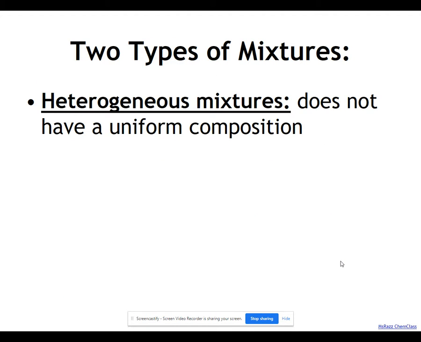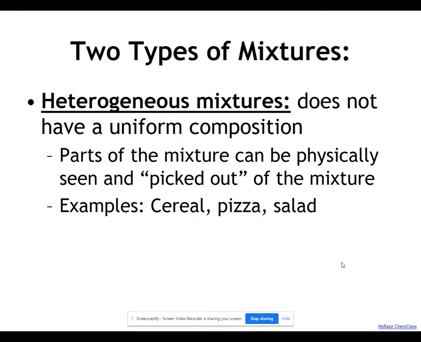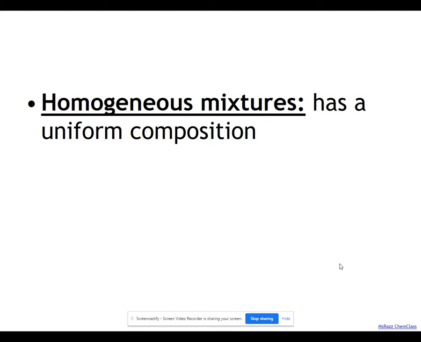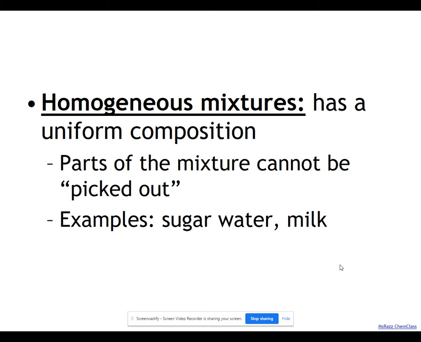Now, there are two types of mixtures. We have heterogeneous mixture, does not have a uniform composition. You can actually physically see the differences and things can be picked out. So this is going to be a fruit salad, cereal and milk, vegetable soup. You can see the soupy part, and then you can see the actual vegetables floating in it. You can pick them out. Homogeneous mixture has a uniform composition. Things cannot be picked out. So like sugar water and milk.